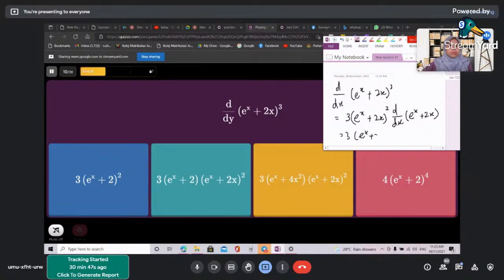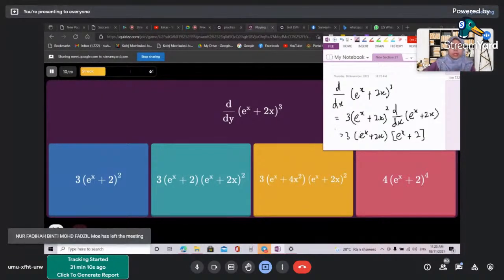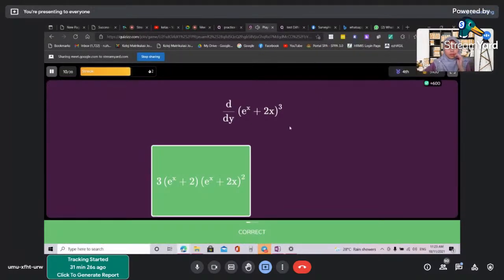Okay, then differentiate the exponent, e power of x, you will get e power of x. Differentiate 2x, you will get 2. Okay, so is it the same? Which one is the correct answer? Okay, number 2. Number 2. Okay.